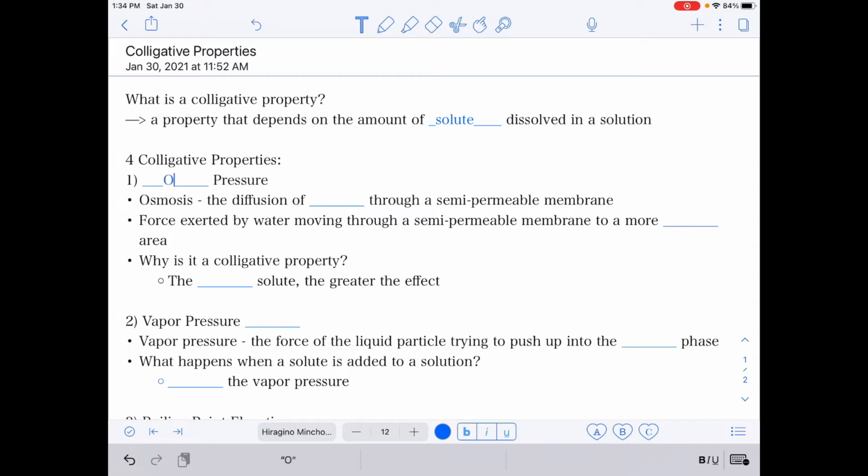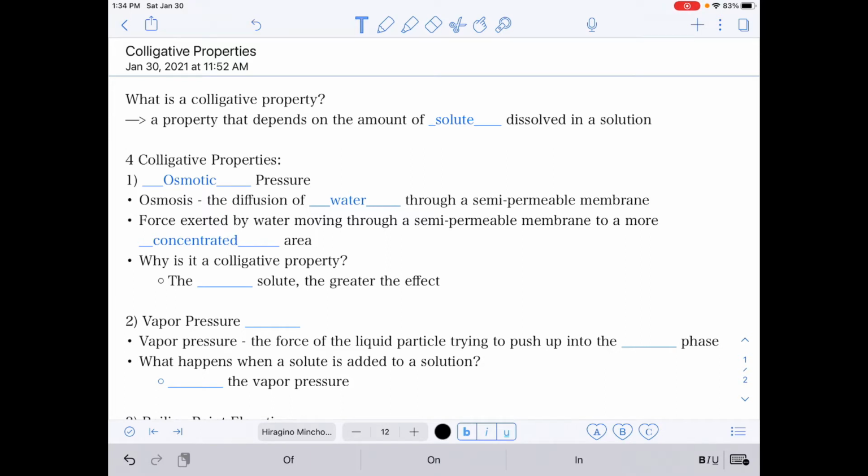So osmosis is the diffusion of water through a semi-permeable membrane in order to make the concentrations of solute equal on both sides. So if you can imagine, you can have a membrane and you can have some amounts of solute on both sides, right? And let's say you have more solute on one side, then there's going to be water that's going to move from side to side in order to make these concentrations equal. So as you can probably imagine, there's going to be a force exerted by this water moving through a semi-permeable membrane to a more concentrated area, and that force is going to be osmotic pressure.